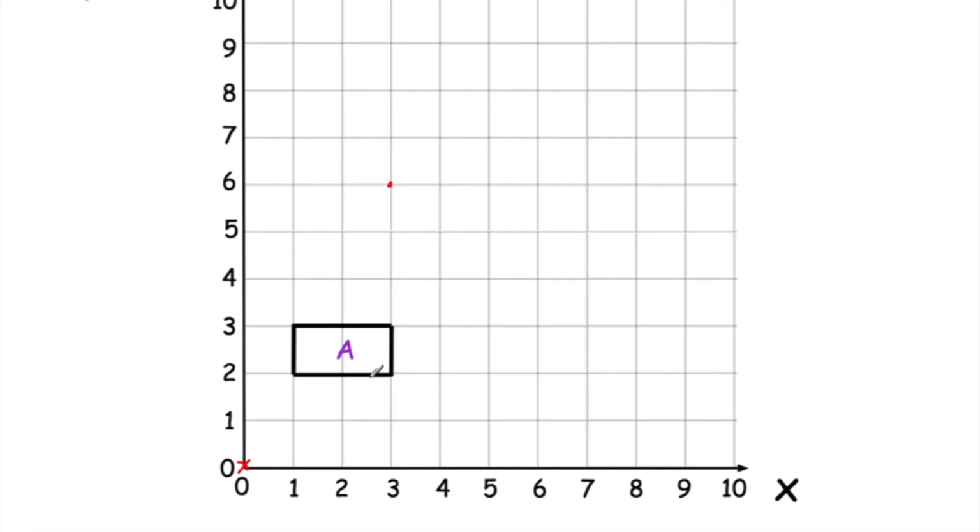Okay, now this point here, this point is 3 to the right and 2 up. So we're going to times that by 3, so it's going to be 9 to the right and 6 up. So 9 to the right, 1, 2, 3, 4, 5, 6, 7, 8, 9, and 6 up, 1, 2, 3, 4, 5, 6. That's going to be there.